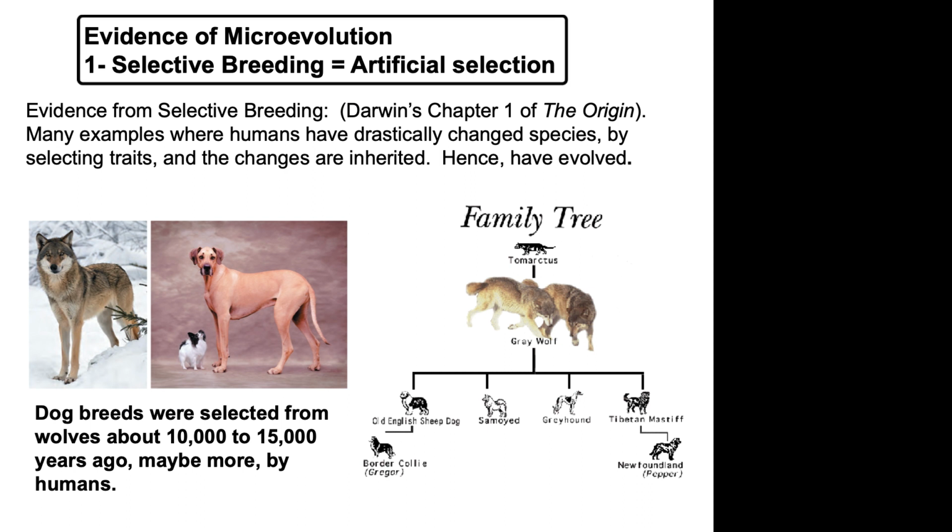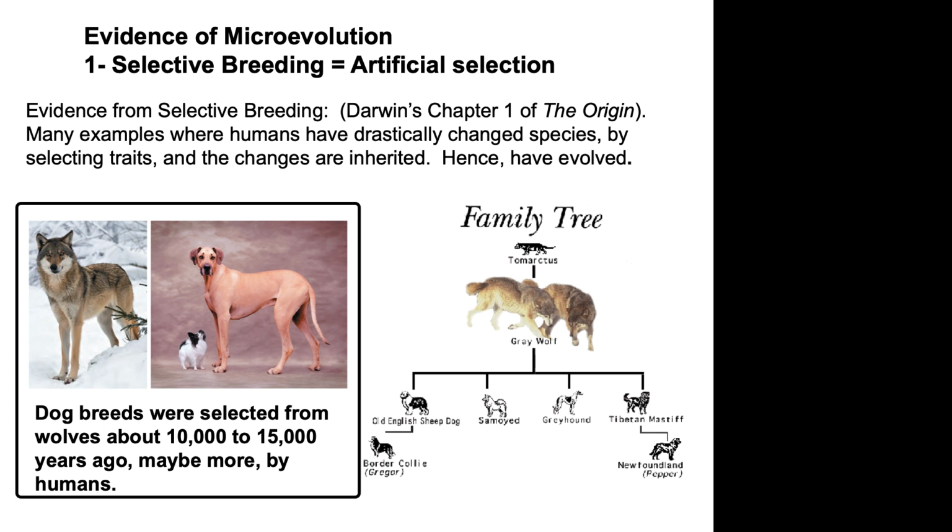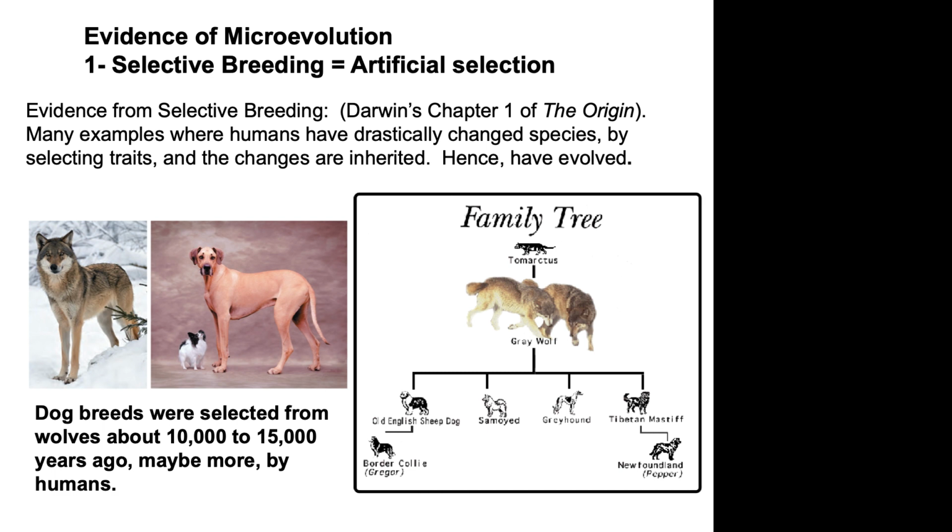Another example is selective breeding that Darwin actually mentions in his book, and that's dog breeds. Dogs were selected from among wolves about 10 to 15,000 years ago, and it probably predated what we know as civilization, so it was probably more than 11,000 years ago. And the family tree comes from certain gray wolf lines, and then they were bred for different characters, and eventually we have the domestic dogs today.